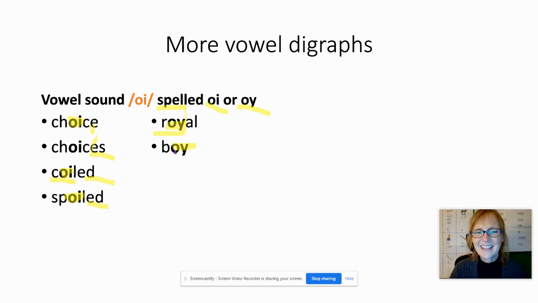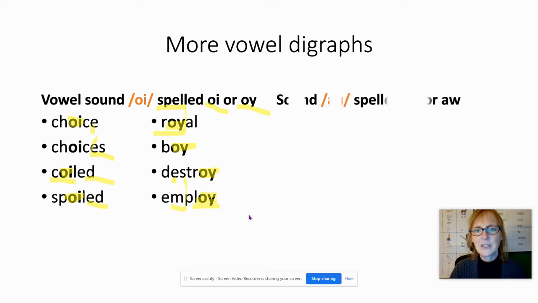Boy, of course, that's at the end of the word, oi. And destroy, oi at the end of the word there. If you listen to that, destroy, the e here is a schwa sound. And employ. The Seattle School District employs a lot of people. Here's our first syllable, em, and our second syllable, ploy, oi at the end, spelled o-y.